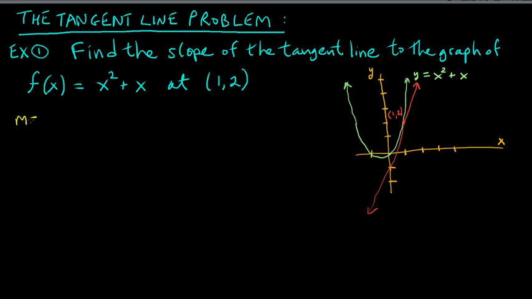So slope, which we'll use m for. Again, informally, we can think of it as rise over run, or specifically y2 minus y1 over x2 minus x1. That's the definition of slope. So you should know that.